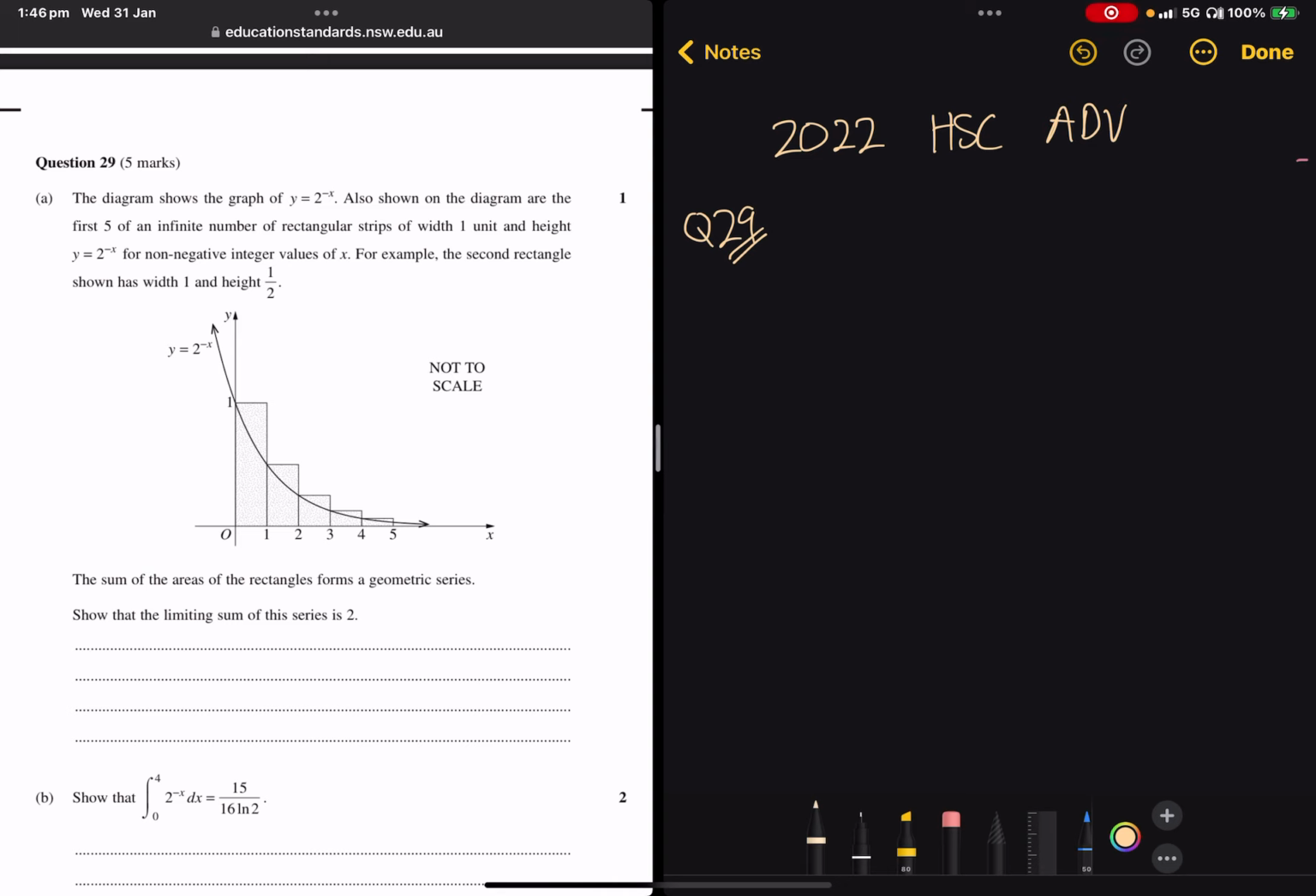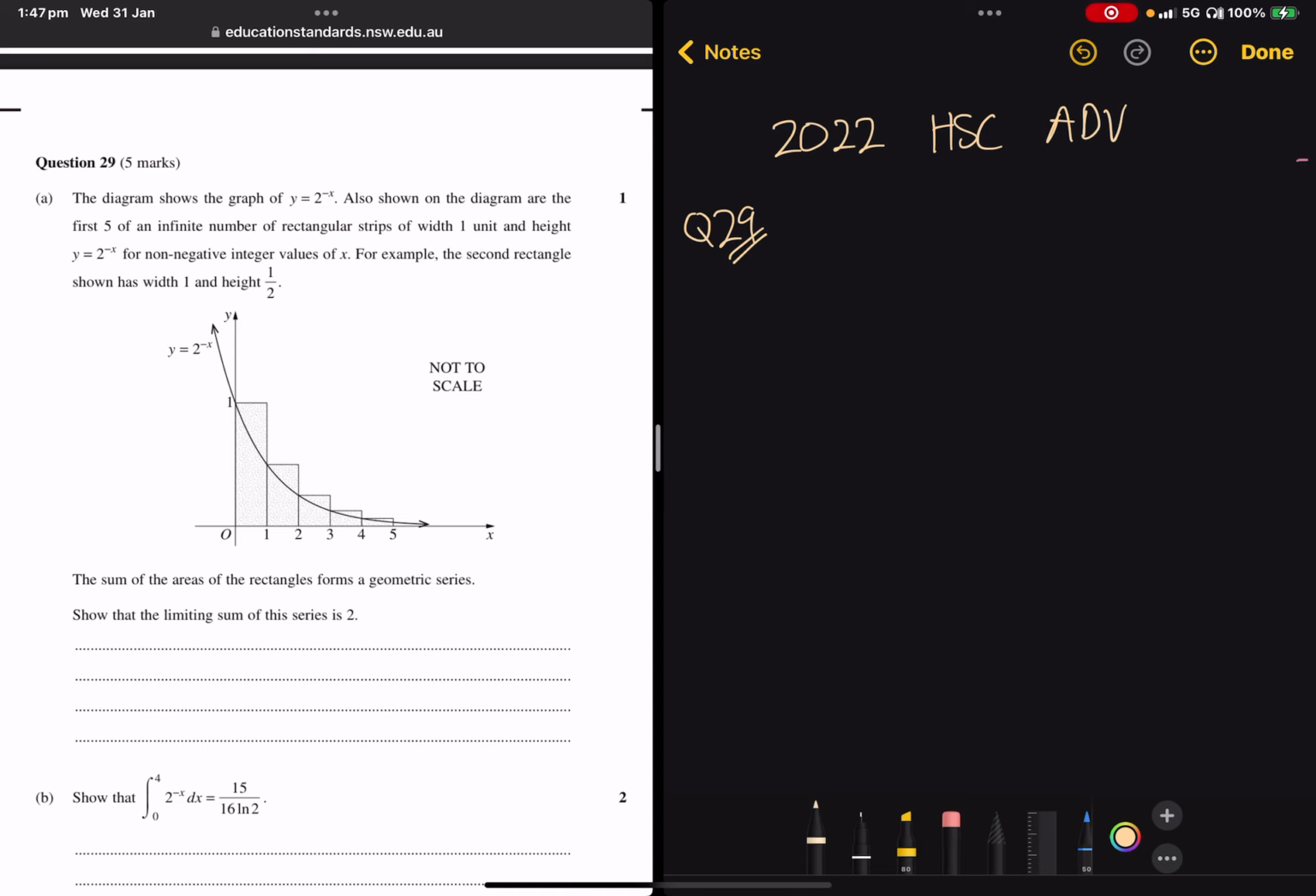Also shown on the diagram are the first 5 of an infinite number of rectangular strips of width 1 unit and height evaluated from y equals 2 to the minus x for non-negative integer values of x. For example, the second rectangle shown has width 1 and height a half. So you can see from the diagram these are height 1, height half, height quarter, height eighth, and so on.